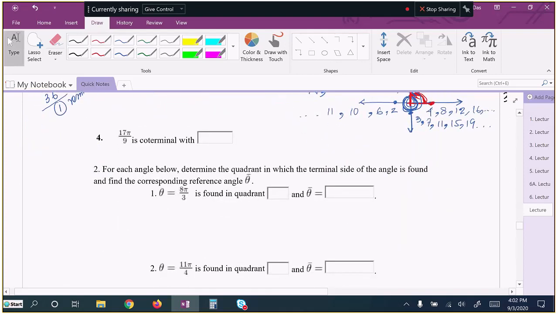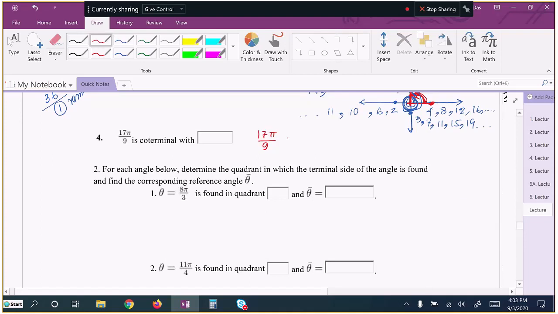Again, 17 pi over 9 is not like the nicer angles, pi over 2, pi over 6, or pi over 3. But we are going to answer the question pretty similar to the first question that I have answered. So let's start there. So what I do for 17 pi over 9, I tend to change this to the degree measure, just to understand where the terminal side should be.